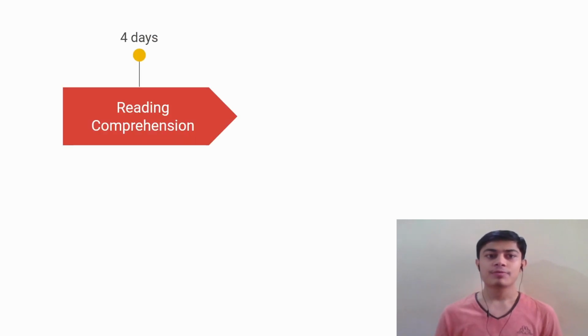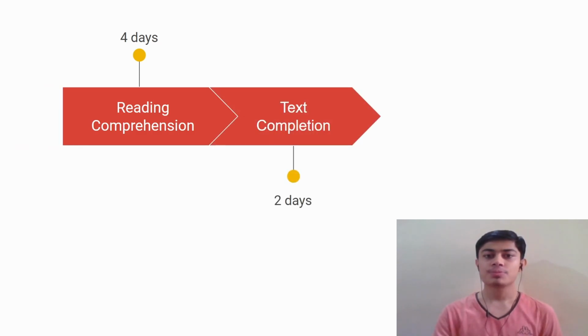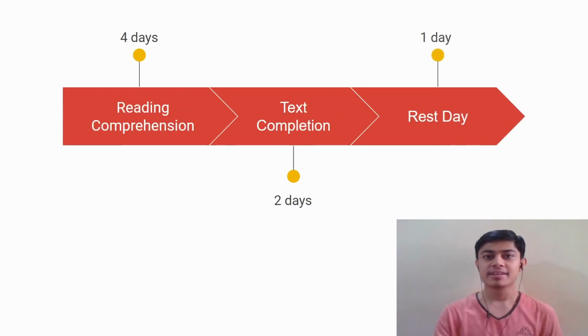Let's get started. In this 7-day plan, you have to spend the first 4 days on the reading comprehension, followed by the next 2 days on text completion questions. And finally is the rest day. You have to take rest on this day. And you have to remember that on each day, 6 or 7 days, whatever you feel comfortable with, you have to keep revising vocabulary regularly.